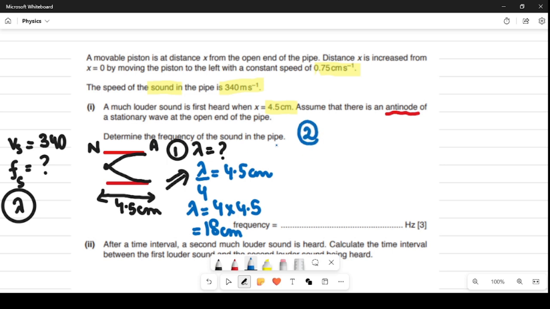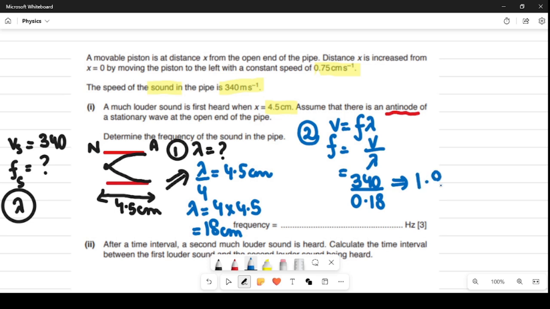The second part is calculating frequency. Speed is equals to frequency into wavelength. Therefore, frequency is equals to speed over wavelength. What is the speed? 340 meters per second. Since they're considering meters, we have to take 18 centimeters into meters. That is 0.18. And your frequency will be 1.89 into 10 raised to power 3 hertz. So this is your frequency.